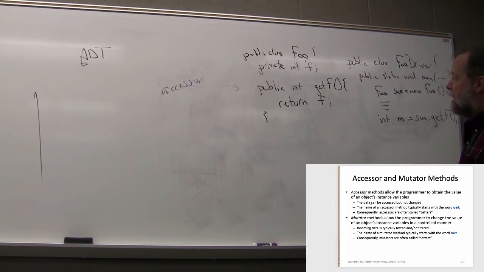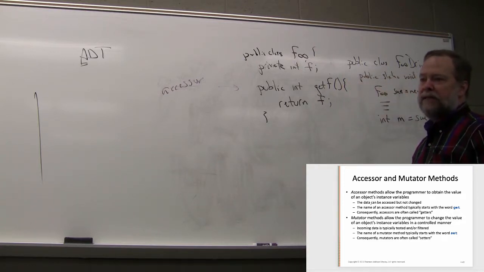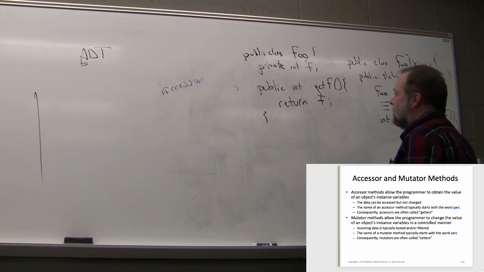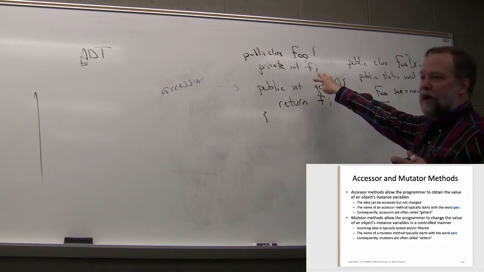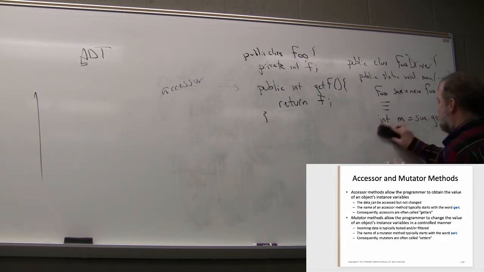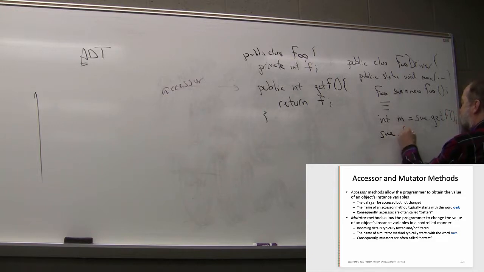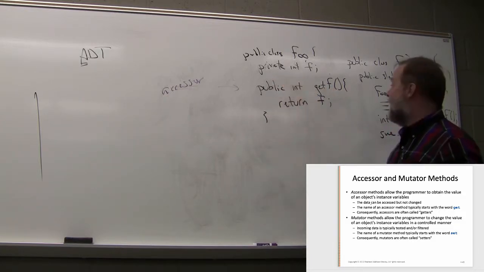So the next term is mutator. Mutate is just basically the Greek-based word for changing something. And so now I might want to write code where I want to change the value of f. So again, I can't do this. I can't say Sue.f gets some new value like 42. That won't work because again, f is a private instance variable, so I can't have access to it.